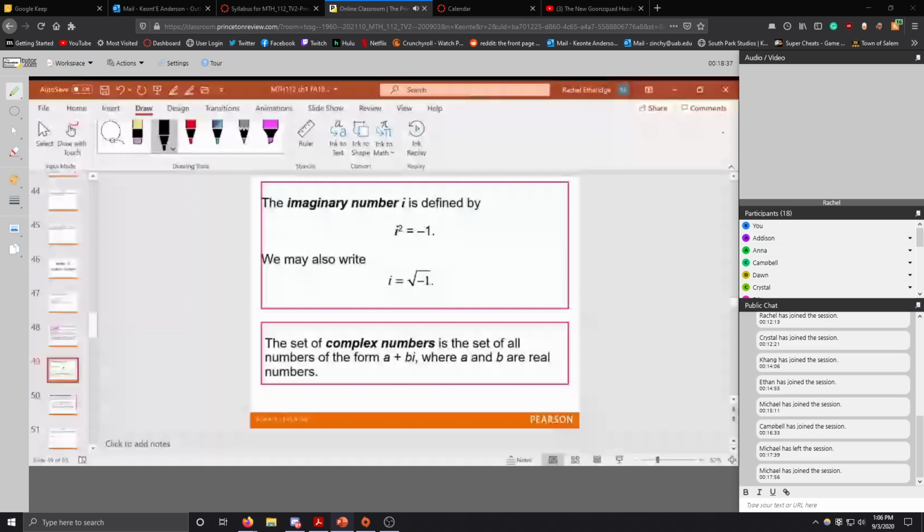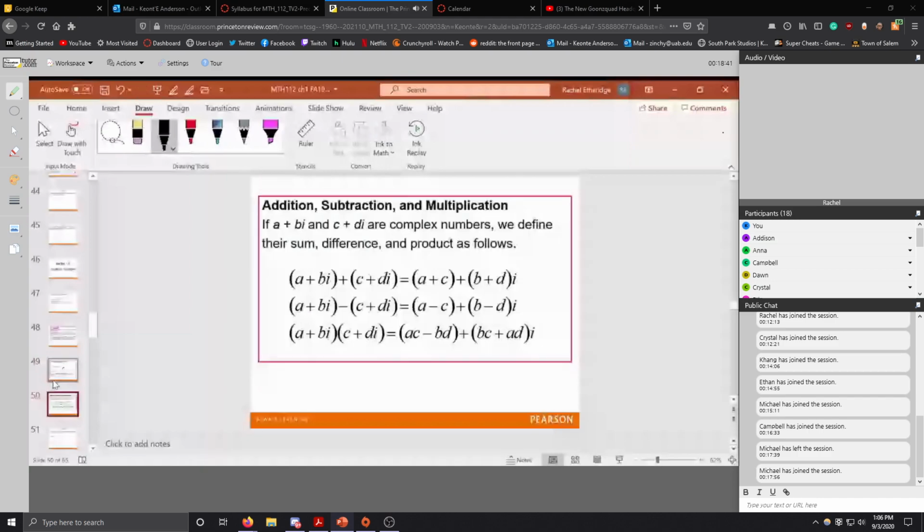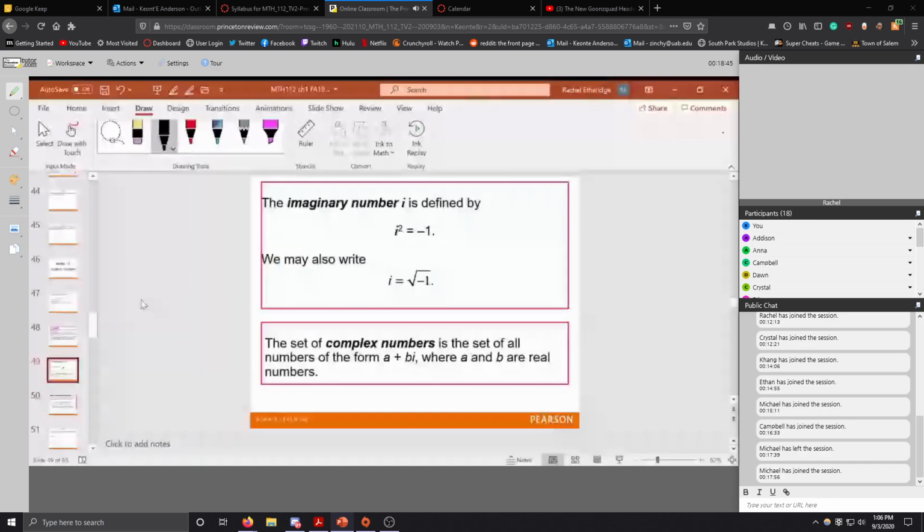All right, so we say i squared is -1. So I like to write these out. I like to say, all right, so i is the square root of -1. We usually replace any negative under a radical with i. And then when we square that, we get i squared is -1.